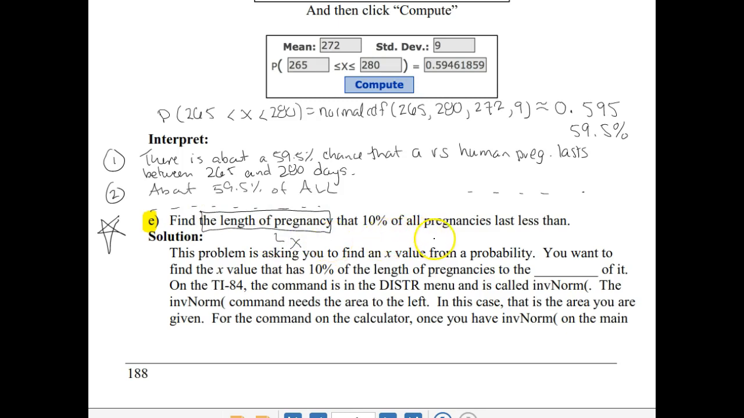And we're told that 10% of all pregnancies last less than this amount. So this problem is asking you to find an x value, and we're given a percentage. We want to find the x value that has 10% of the lengths of pregnancies to the left of it, since we wanted less than. On the TI-84, the command is in the distribution menu, but now we're going to use inverse norm instead of the normal distribution. The normal distribution takes x values for an interval and computes probabilities. Inverse norm reverses that. So now, given a percentage, it's going to give us the x cut score on the axis.